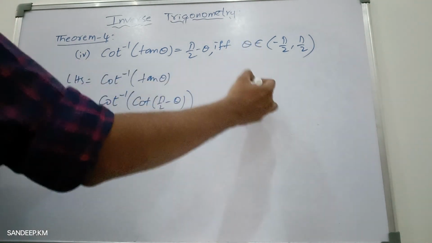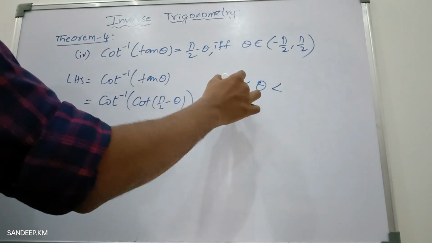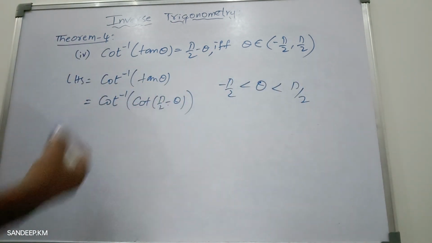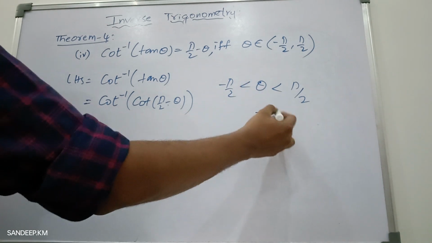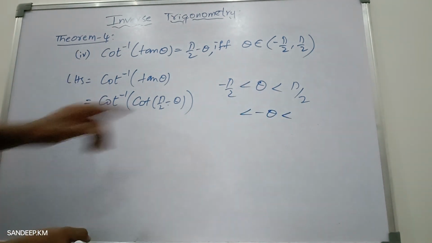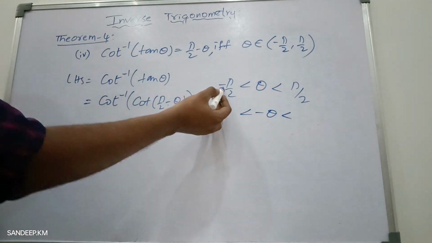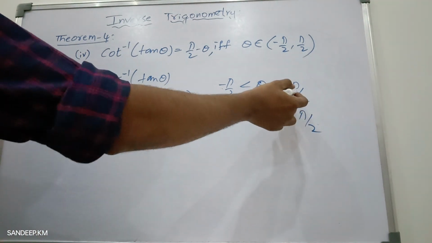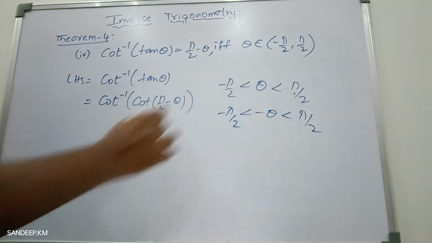First of all, according to the question, theta is between minus 90 and plus 90. But here we have 90 minus theta. First of all, what is minus theta? I have multiplied with minus. So minus into minus pi by 2 gives plus pi by 2, and minus into pi by 2 is minus pi by 2.